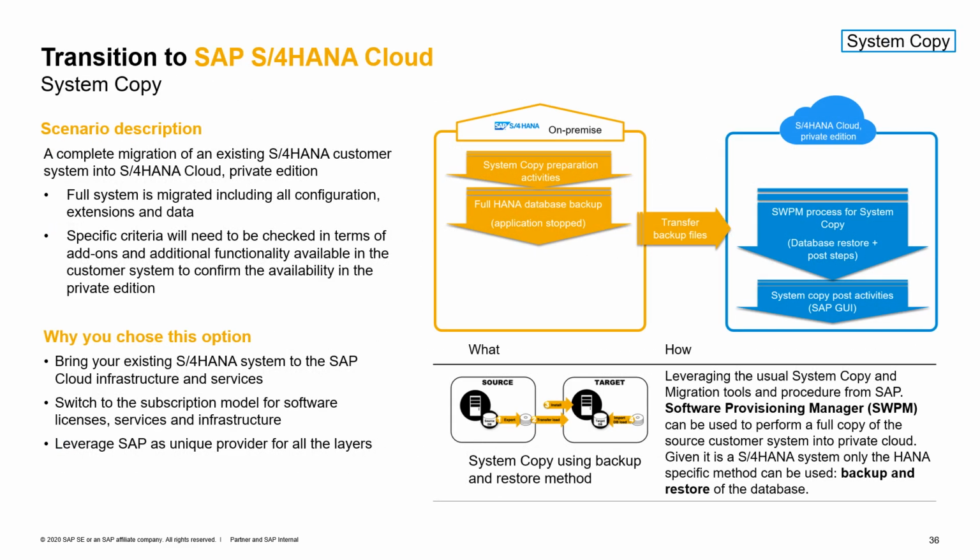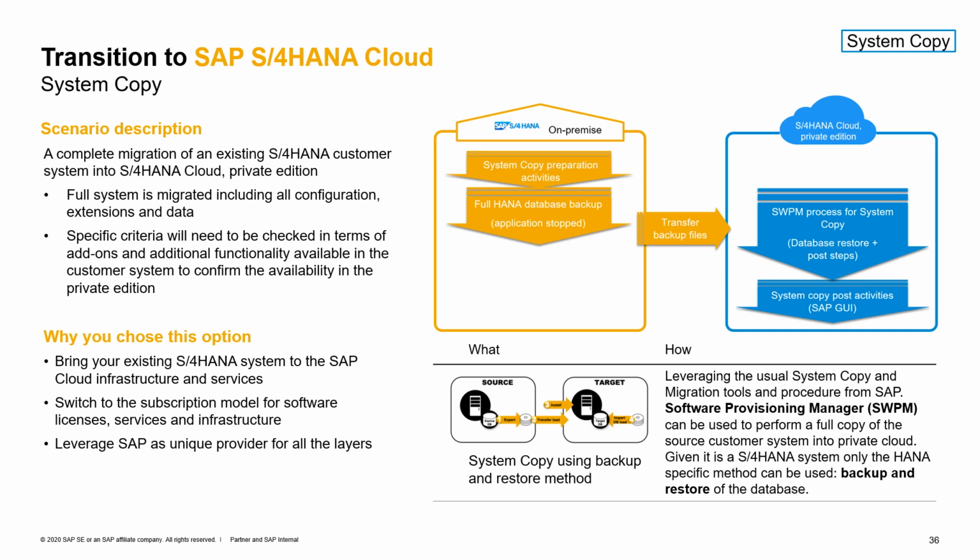After all the details about the system conversion scenario, let's now talk about the other scenario that we have previously seen called system copy. This allows an existing S4HANA customer to migrate their systems to the private edition and leverage the SAP Cloud services and infrastructure as well as the subscription pricing model. To perform this migration, you will use the well-established system copy procedure, which can be performed using the Software Provisioning Manager tool provided by SAP.